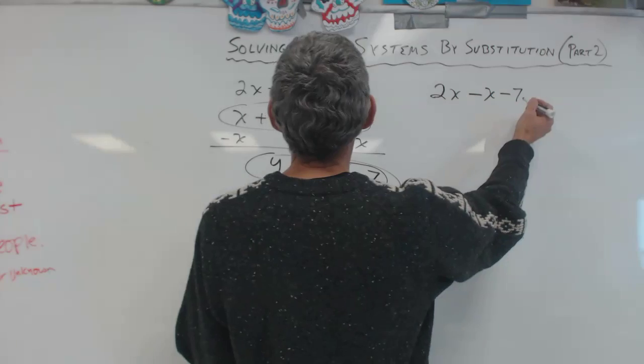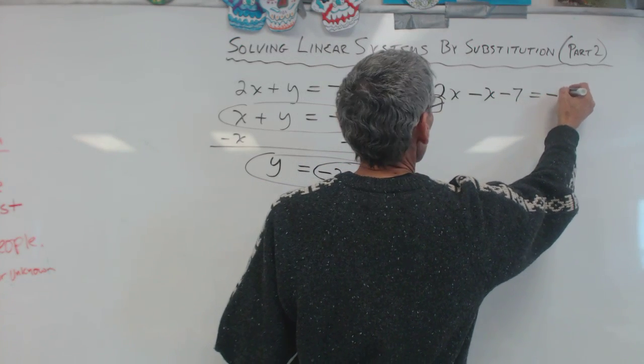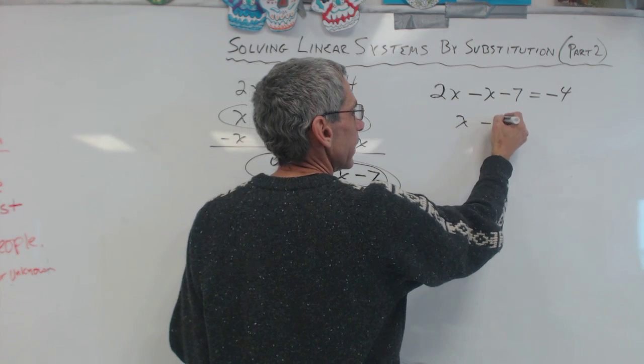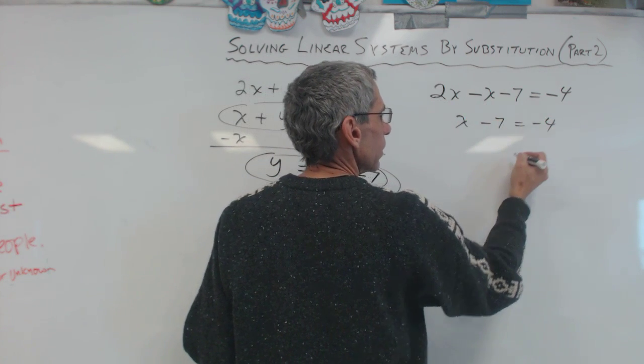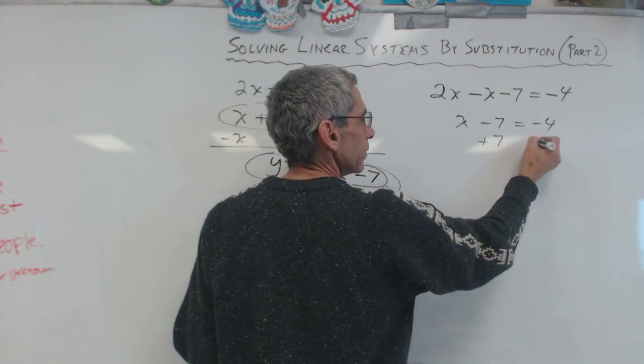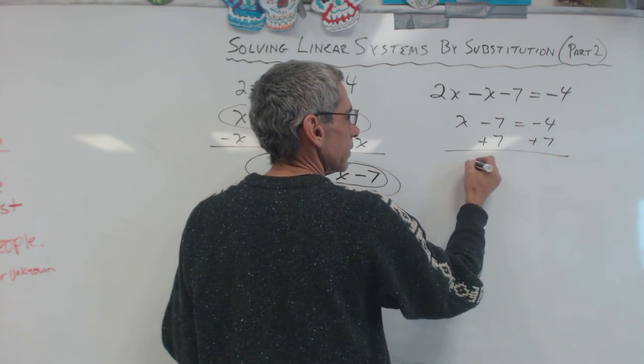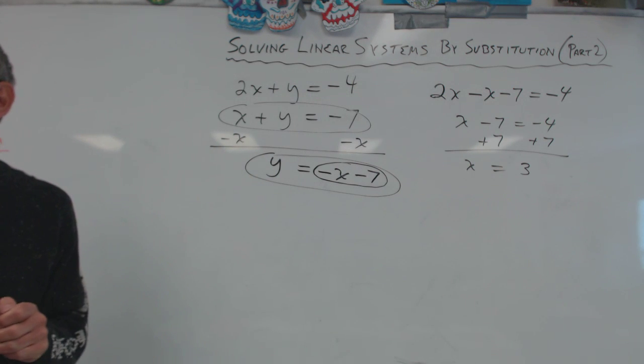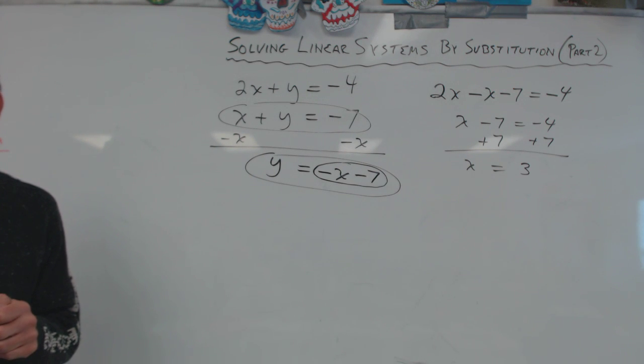Equals negative 4. So I've got 2x minus 1x, which is just x, minus 7 is equal to negative 4. Now I'm going to add 7 to both sides. x is equal to 3. Right? Everybody agree?